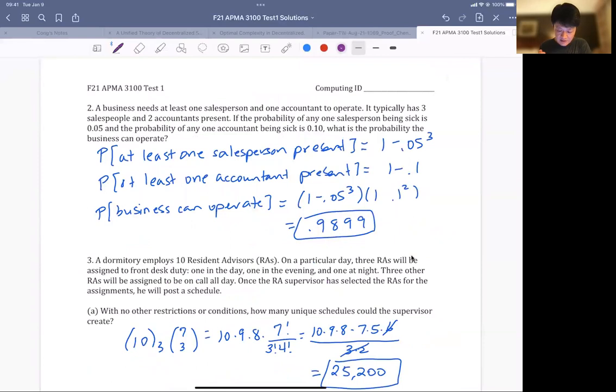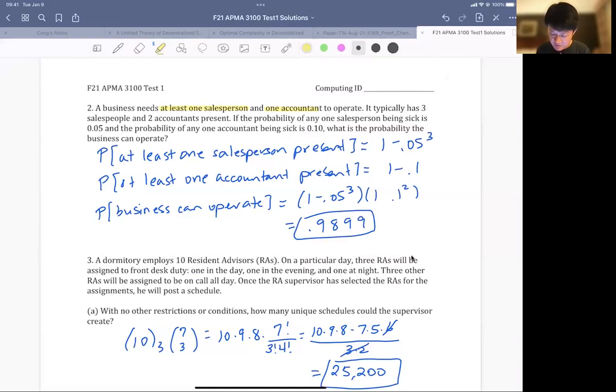Okay, so let's read the problem. A business needs at least one salesperson and one accountant to operate. So this is the definition of the business can operate. You need at least one salesperson and one accountant. You can have more, right? That's the meaning of at least. Okay, so this is the definition of a business can operate.